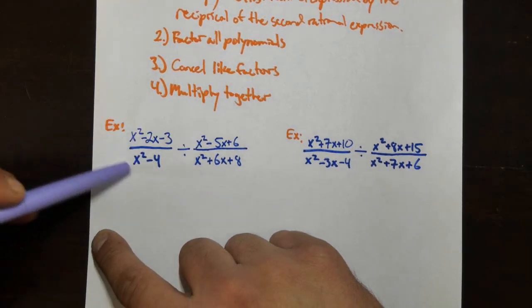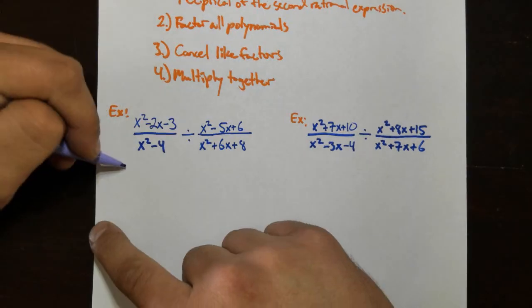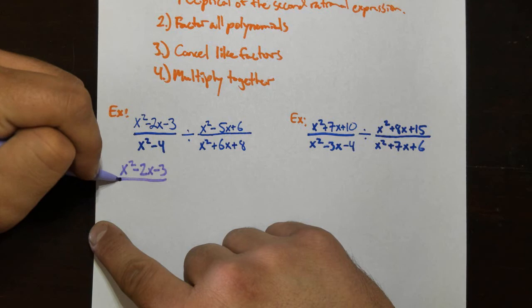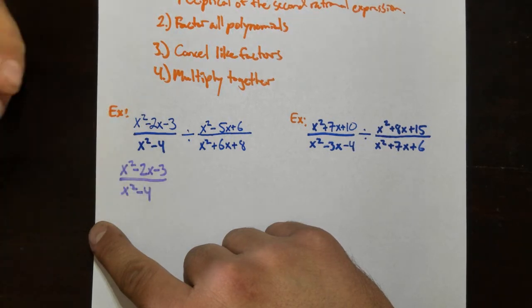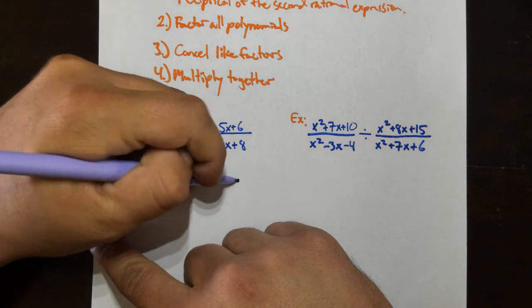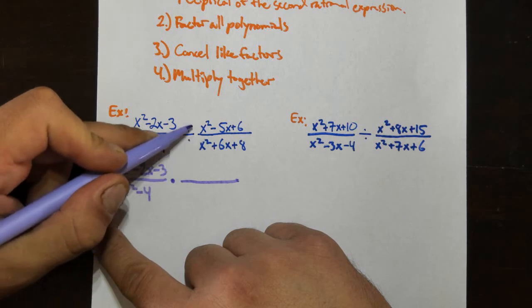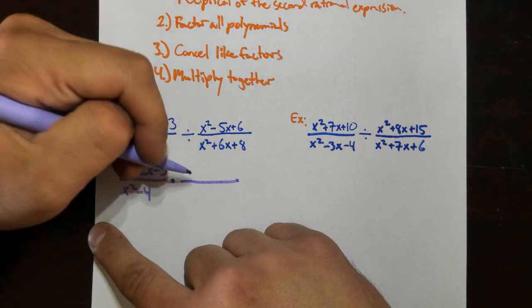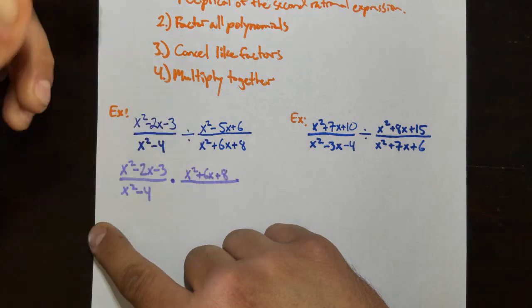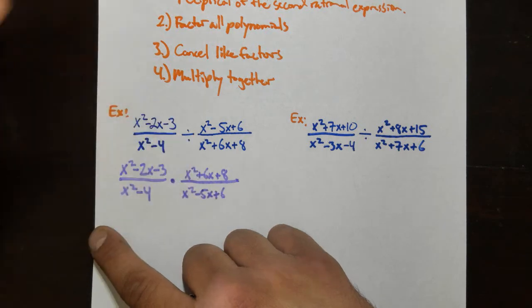Now the first one stays the exact same. We don't do anything with the first one, so we can go ahead and just rewrite it. X squared minus 2x minus 3 over x squared minus 4. And we're going to multiply by the reciprocal. So what's on bottom is going to be on top, and what's on top is going to be on bottom. So we're going to have x squared plus 6x plus 8 over x squared minus 5x plus 6.